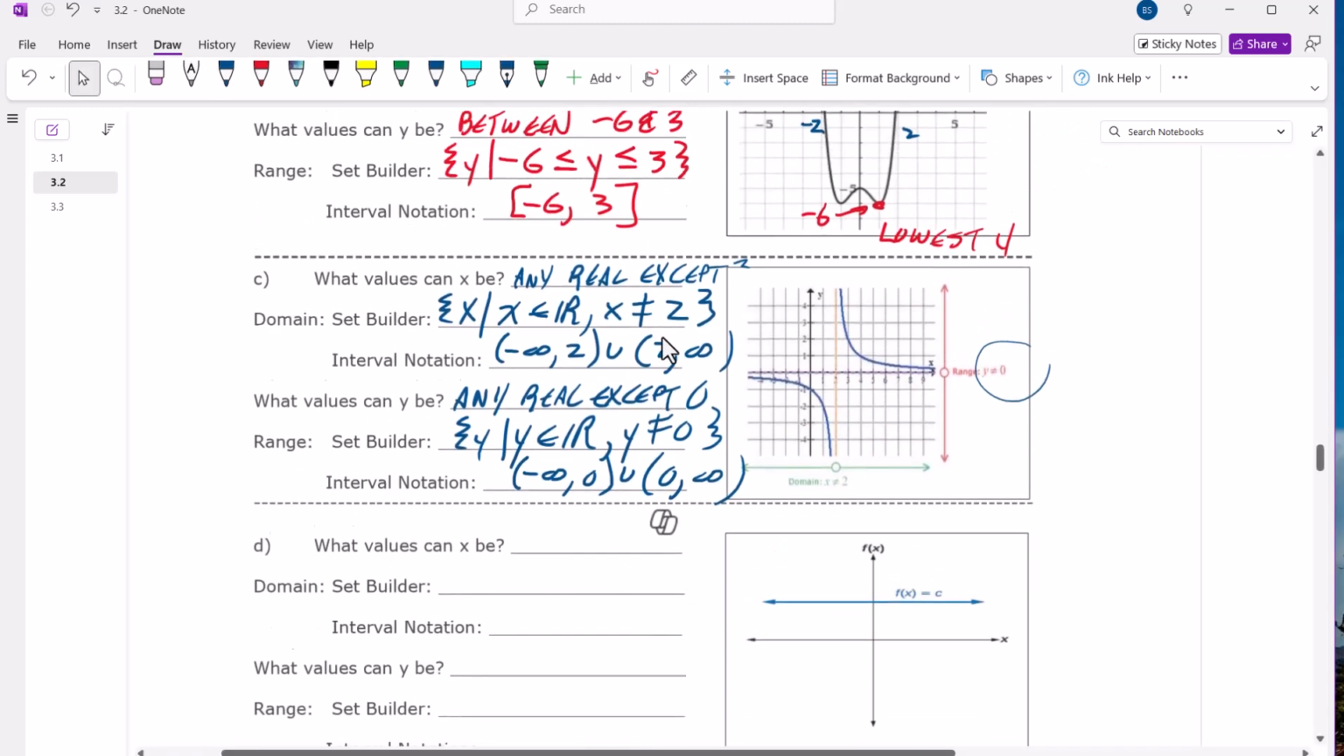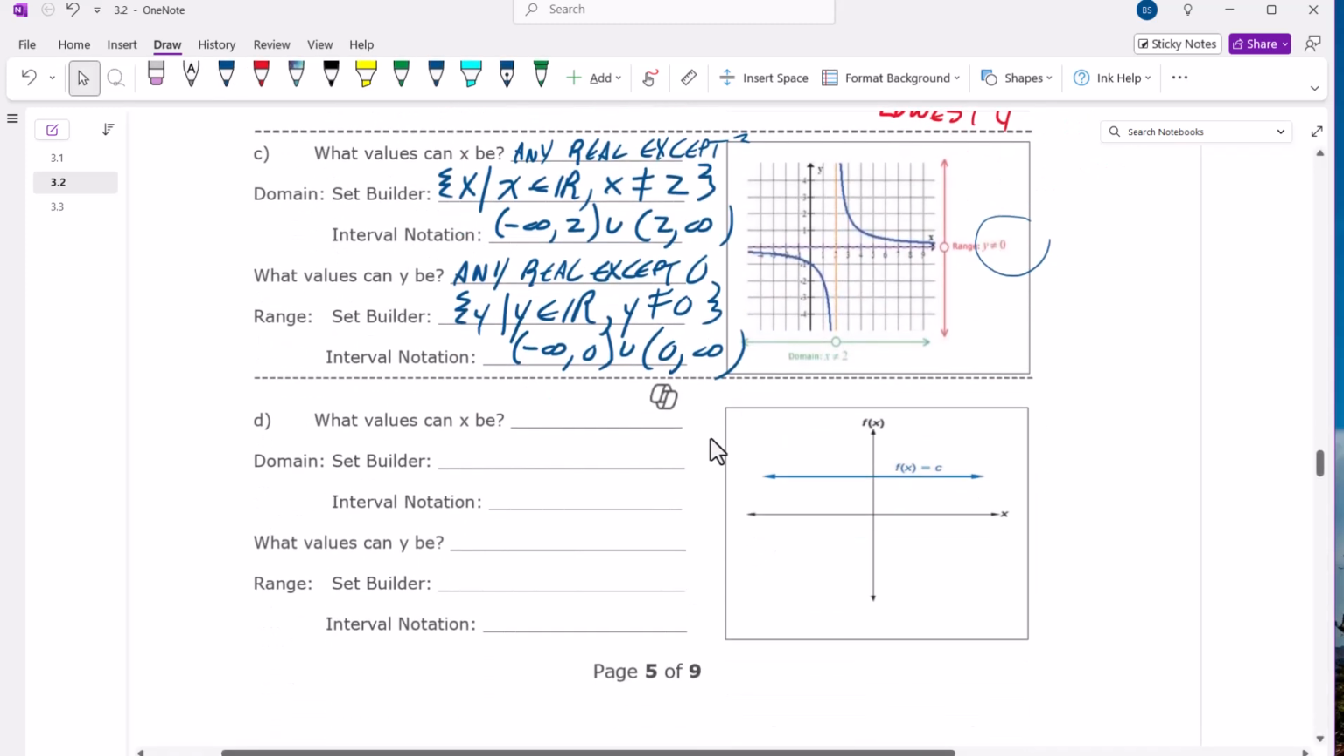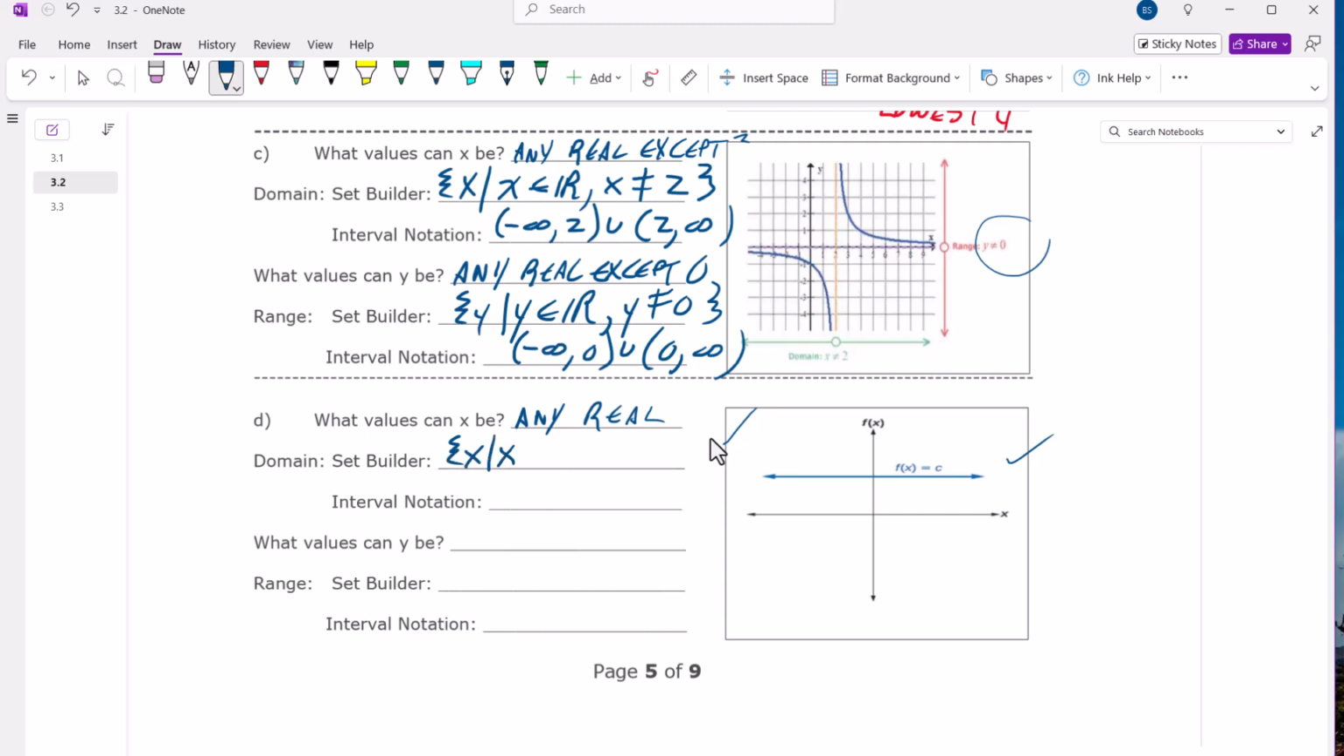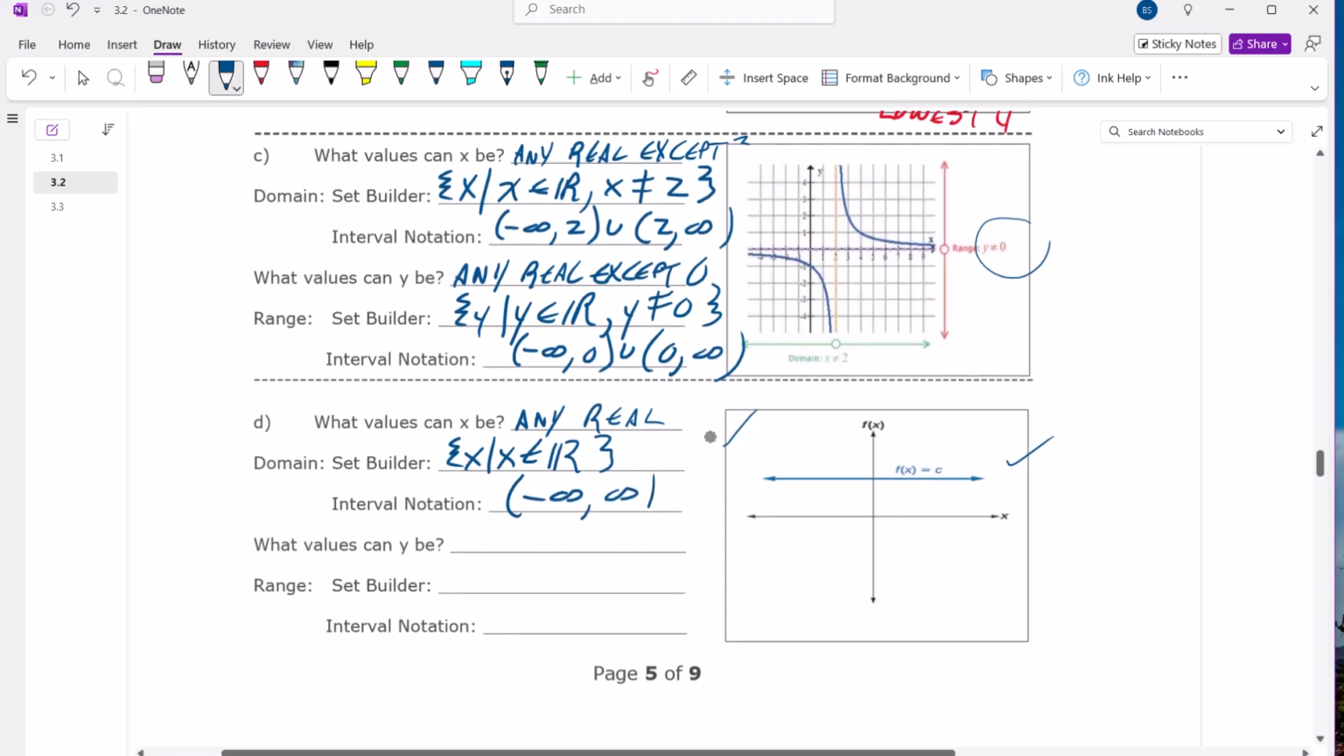Okay, next one's kind of an interesting one. It's just a horizontal line. Well, x can be any real number. Okay, it's going forever to the right, forever to the left, no holes or anything in this, so we just say set of x. X is any real number. Interval notation, negative infinity to infinity.